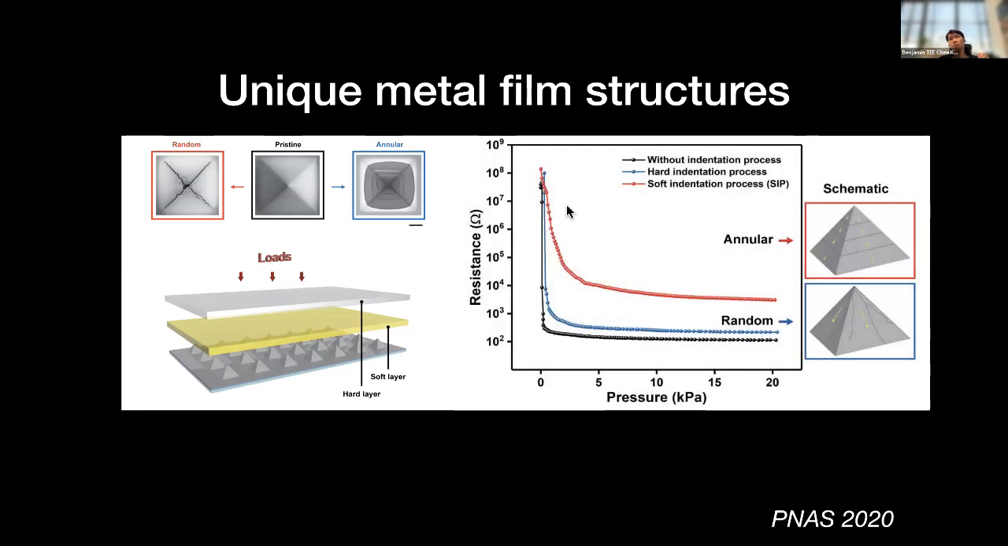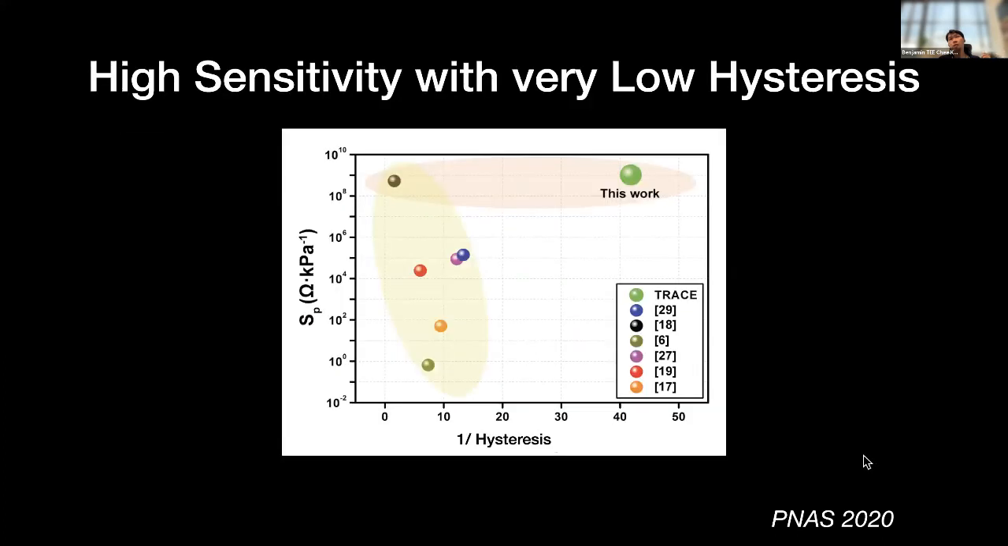And so when we looked at random cracks, what happens is it's an on-off switch. It is on or off, right? Because it's essentially a step function. But when you have annular cracks, you start to see a change, a gradual change in resistance as you apply pressure. Well, not gradual, but you know, orders of magnitude change, but it's more sensitive than an on-off switch, right? And so annular cracks give you this property of mechanical sensing.